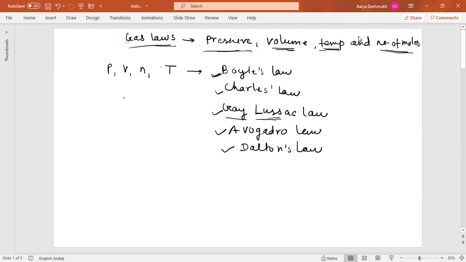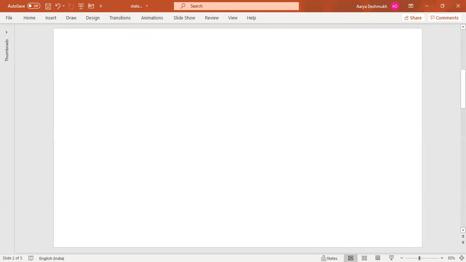So first we'll talk about Boyle's law. In this lecture we'll talk about Boyle's law. Now gas laws are based on the experimental observations made by the scientists. And these gas laws have played a significant role in the development of chemistry. So the first one we'll talk about is Boyle's law, or the pressure volume relationship. This is the PV relationship, that is pressure volume relationship.